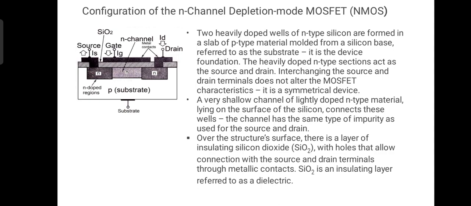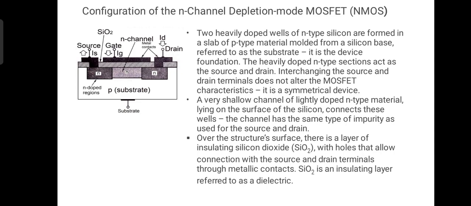A very shallow channel of lightly doped N-type material lying on the surface of the silicon connects these wells. The channel has the same type of impurity as used for the source and drain. Over the structure's surface, there is a layer of insulating silicon dioxide with holes that allow connection with the source and drain terminals through metallic contacts. SiO2 is an insulating layer referred to as a dielectric.